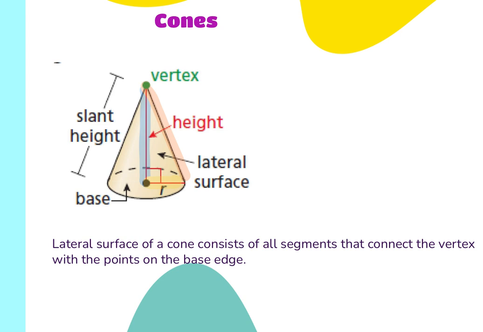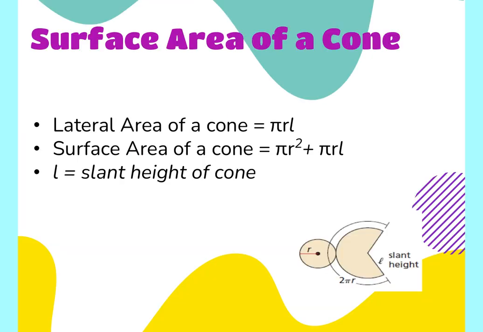So the lateral surface of a cone consists of all the segments that connect the vertex with the points on the base. So if I wrapped it around and didn't include the base, that's the lateral surface. To find the surface area of a cone, you can either find it in parts using the lateral area, which is pi r L.